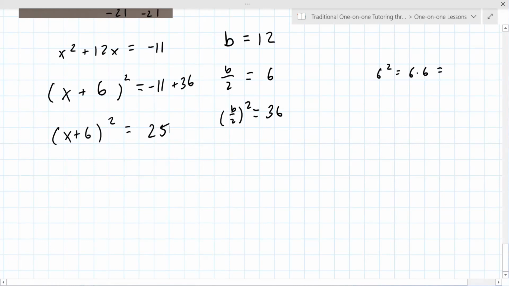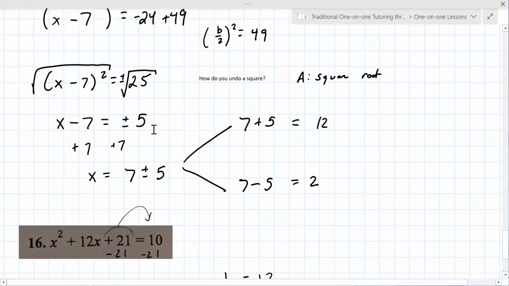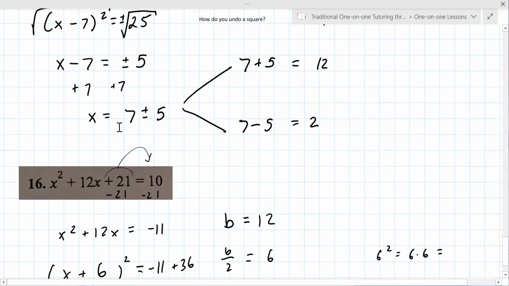You want to go back? You want to scroll up? Sure. Okay, it's good now. Just scroll back down.